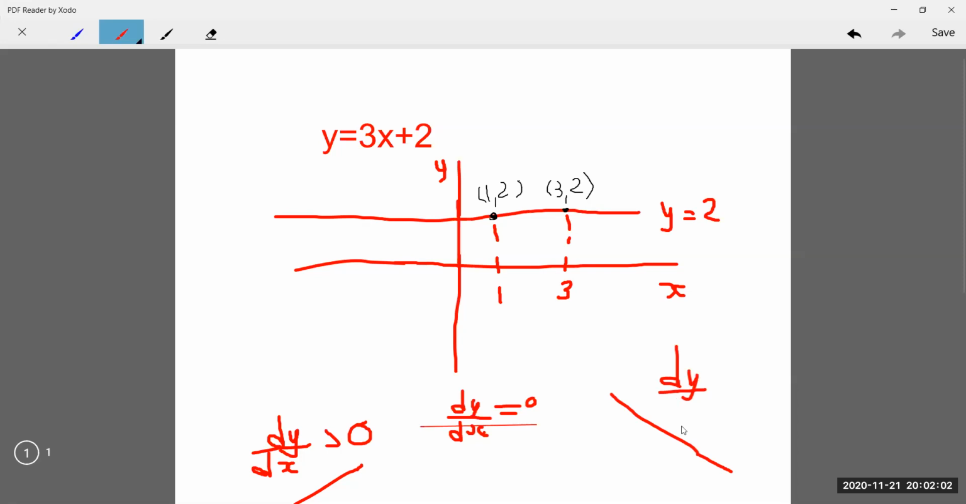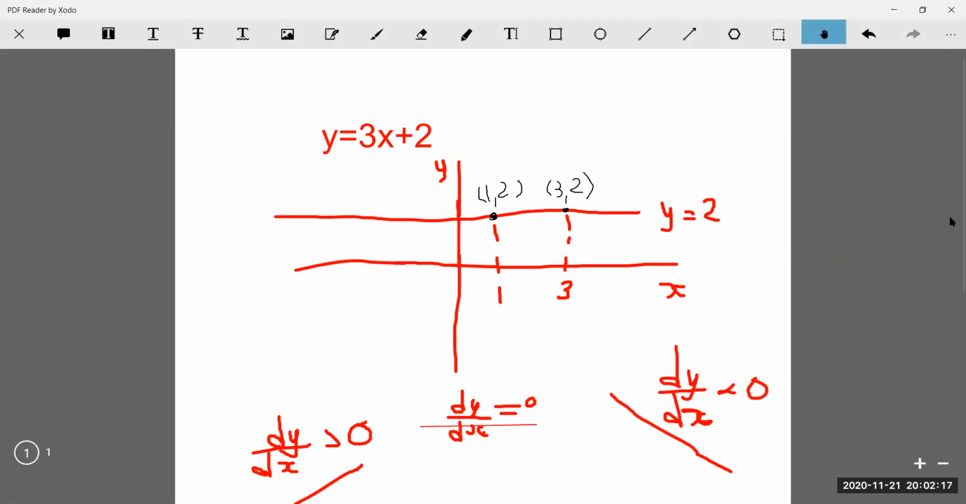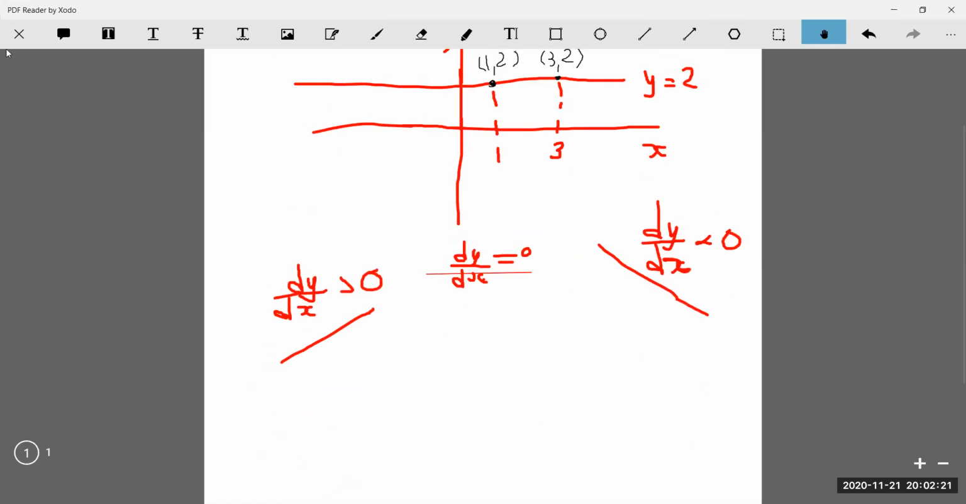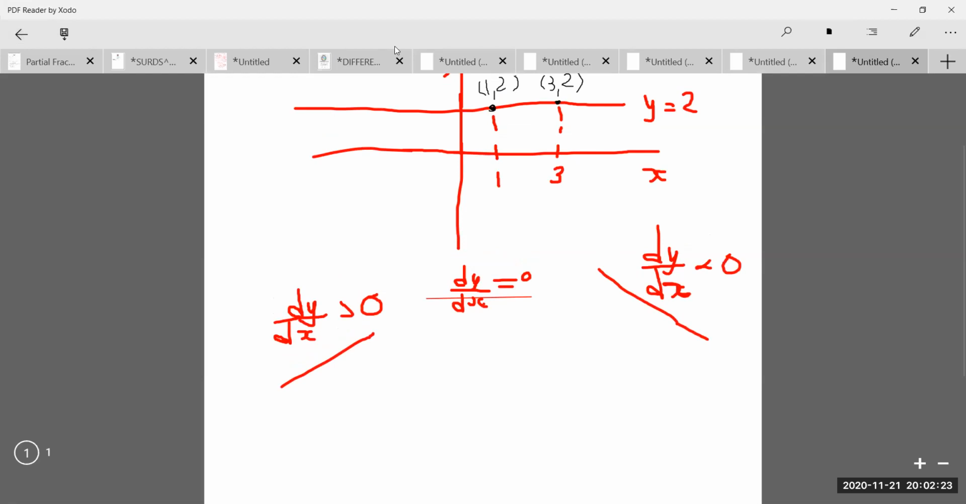So remember these three cases. This is when the gradient is decreasing. This is when the gradient is stationary. This is when the gradient is increasing. So remember these three bits of information. It's absolutely critical you remember them.